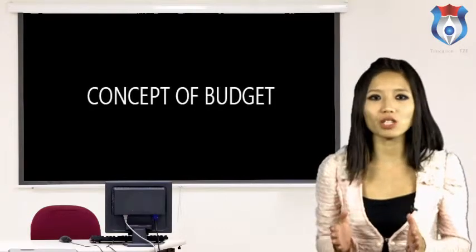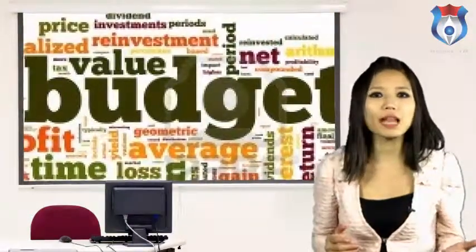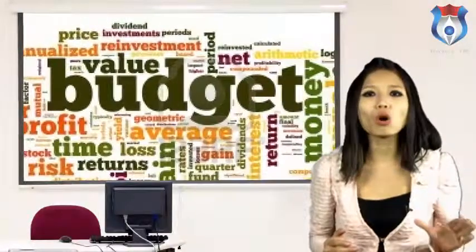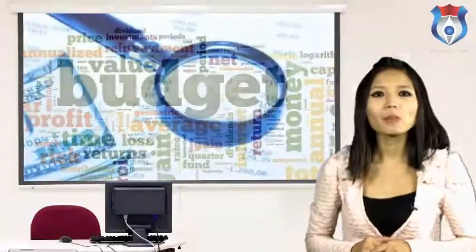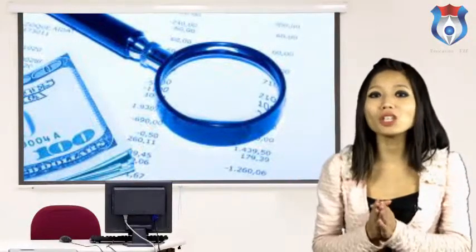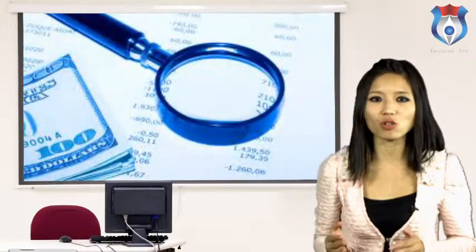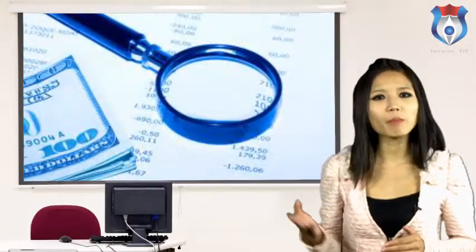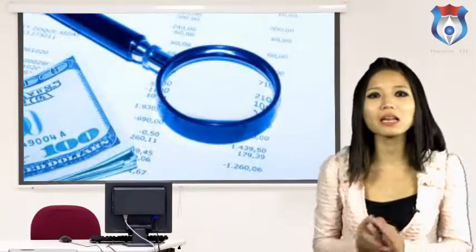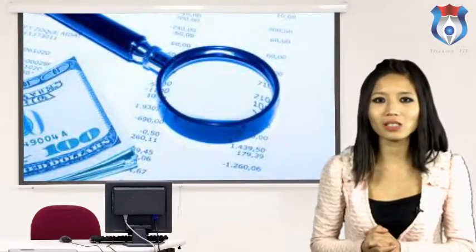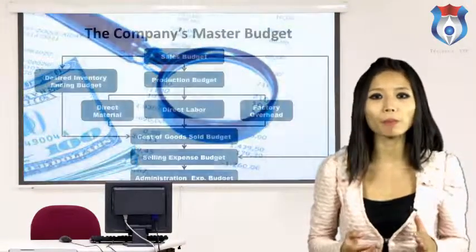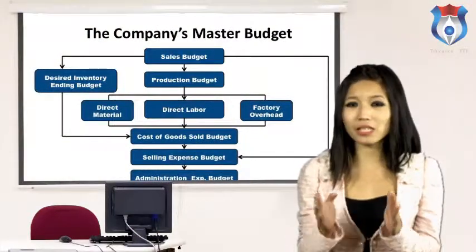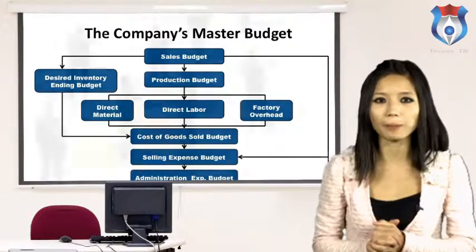Concept of budget. A budget is a financial plan for future activities. It is a plan for saving, borrowing, and spending. The budgets used in business often include a sales or revenues budget, detailed by products or services, production budgets, a budget for each department in the company, cash budget, capital expenditure budget, and others. The combination of all the budgets is referred to as the company's master budget or profit plan.